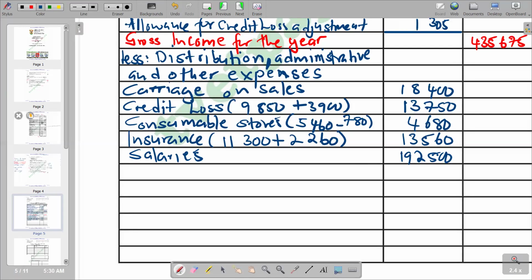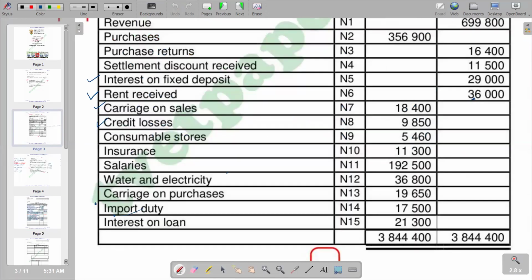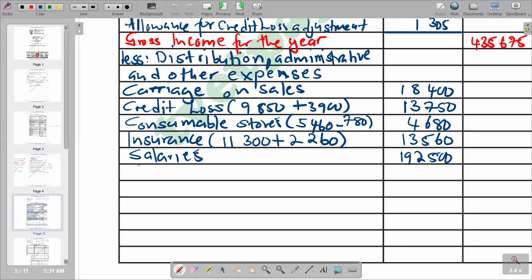And then from salaries, again, we go to the next one. Water and electricity, 36,800. We do not have any further adjustment according to water and electricity. So we take it as it is. So here we're saying water and electricity. The figure that we have is 36,800.